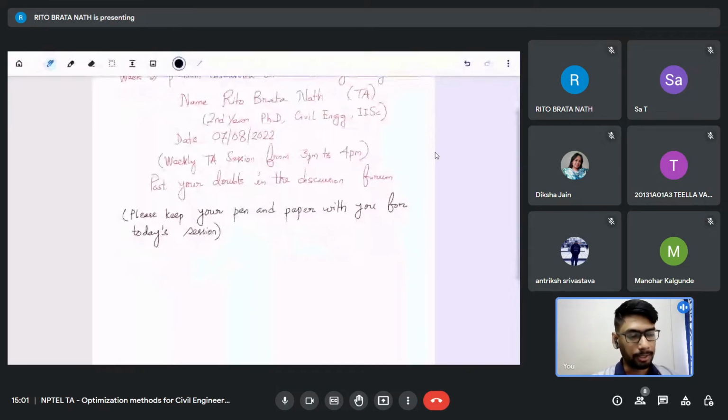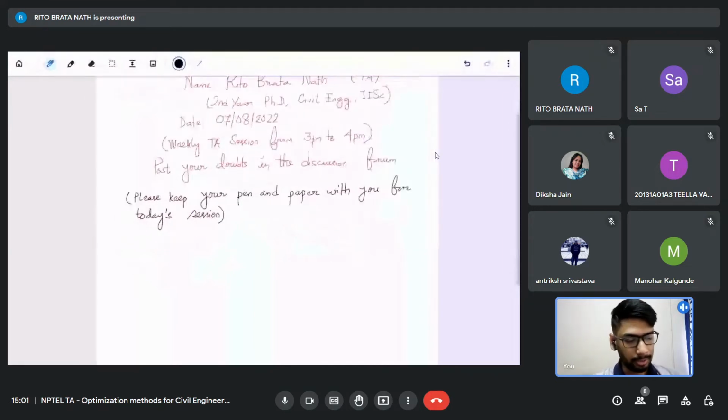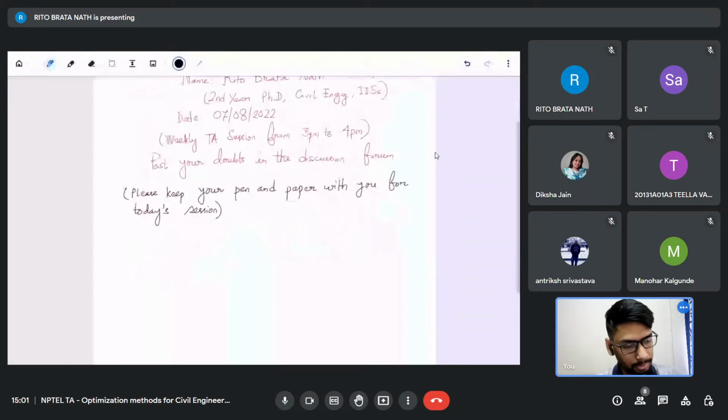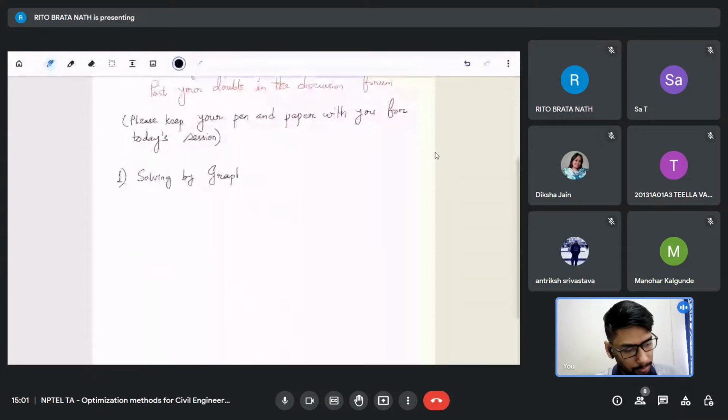So let's get started. The content of this week: the first one is a linear program solved by graphical method. I hope my screen is visible. If not, feel free to unmute and tell me. Probably it is lagging a bit, but I guess it should be fine.